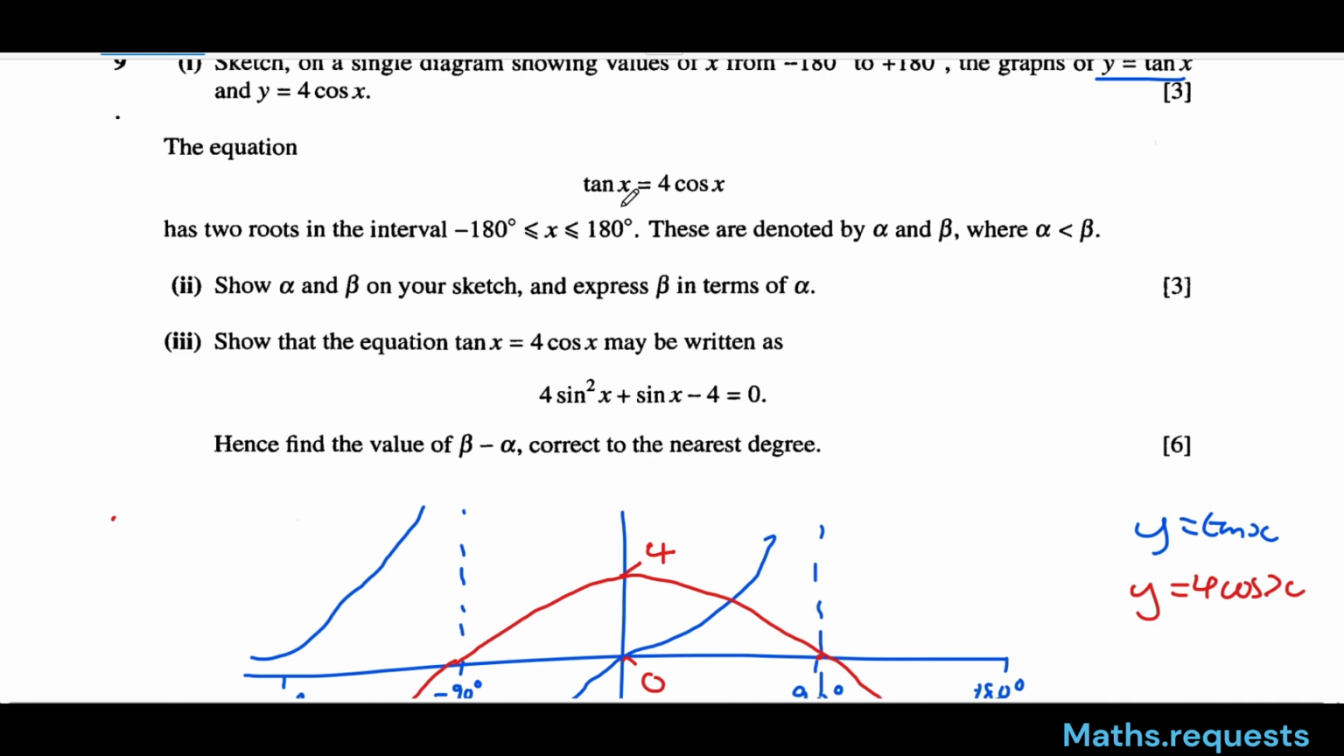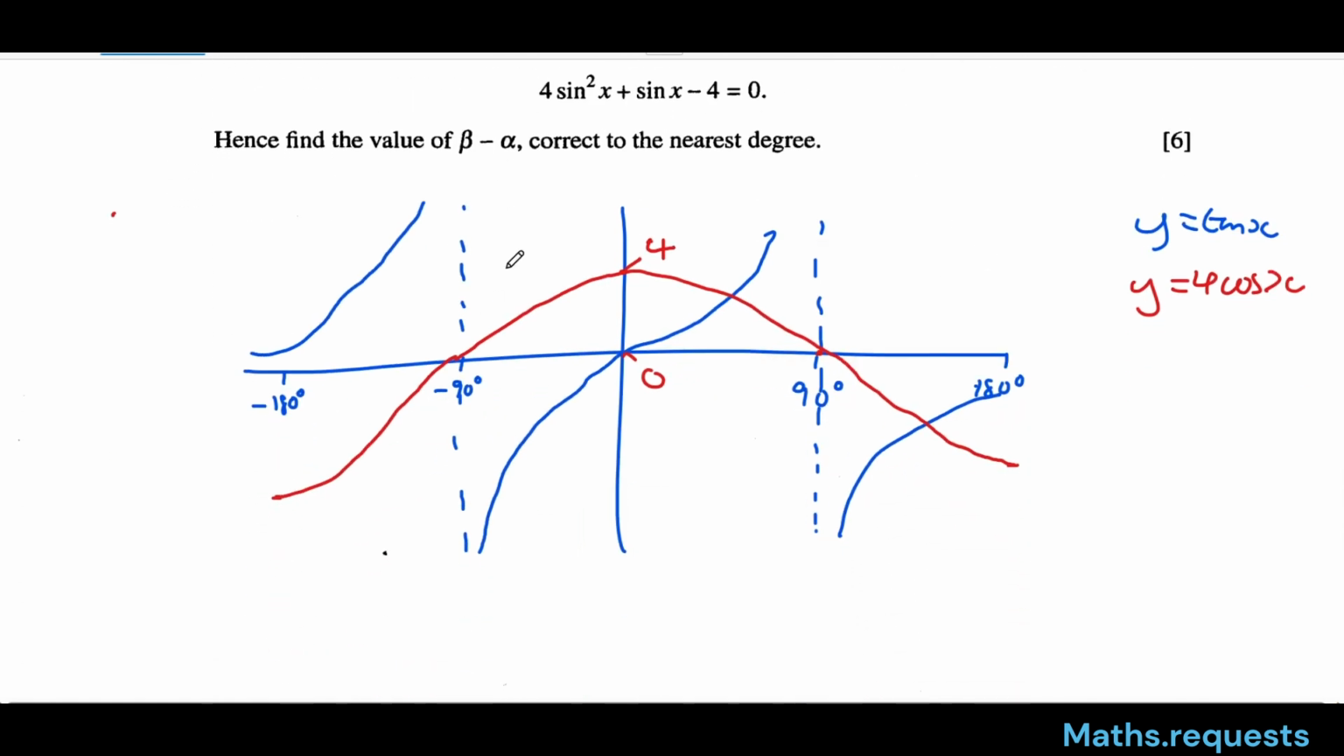Okay, the equation tan x equals 4 cos x has two roots in the interval minus 180 degrees less than or equal to x less than or equal to 180 degrees, which are denoted by alpha and beta, where alpha is less than beta. Alright, so the two roots of that equation are going to be the two points where the two lines meet, y equals tan x and y equals 4 cos x. So that is here and here. And they said alpha is less than beta, so this one here is going to be alpha, this one's going to be beta.